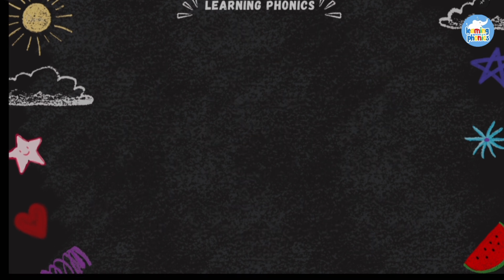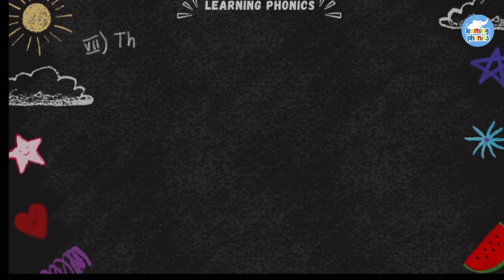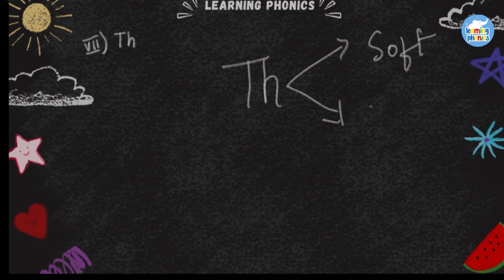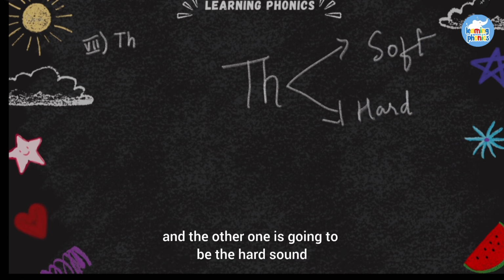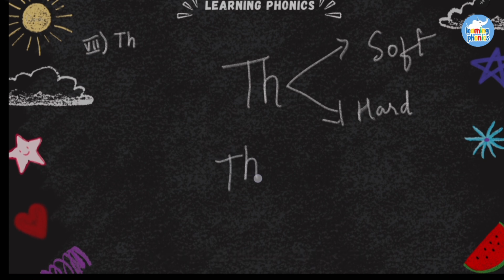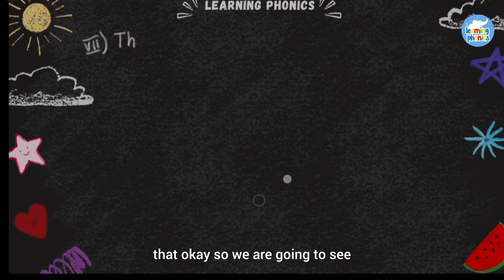Okay. So moving on, number seven we have is th, that makes the th sound. Th. Okay, so th has two sounds. One is going to be the soft sound, and the other one is going to be the hard sound. So we will be covering it in another session, but there are two sounds. So one is th and the other one is the as in the or then, cloth. See, like that.